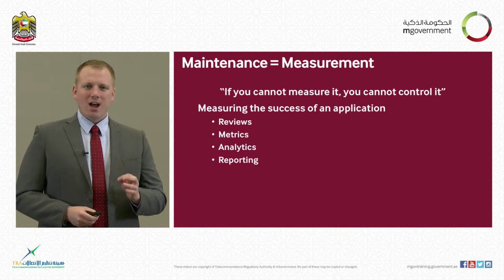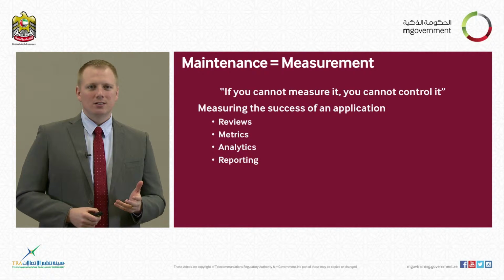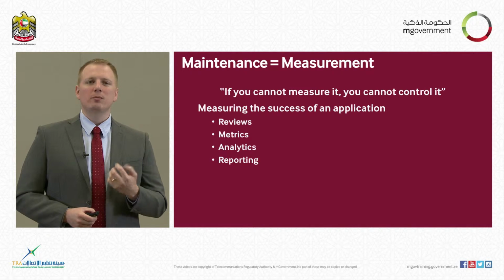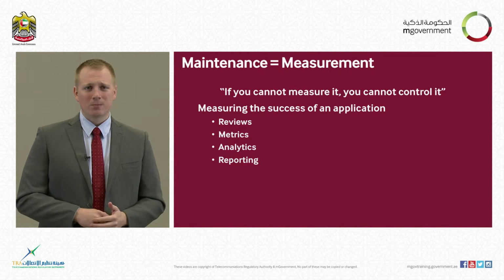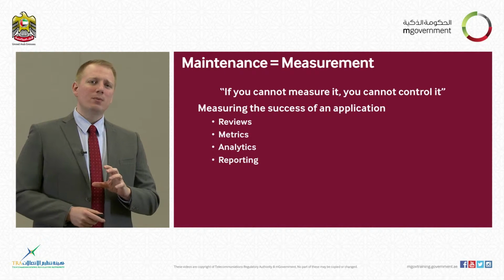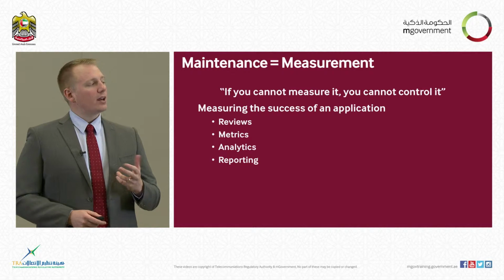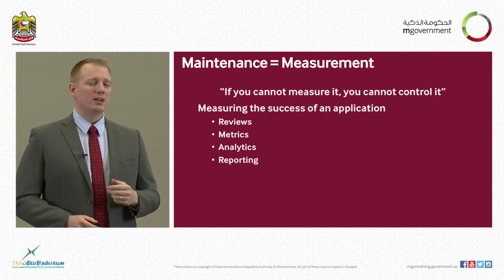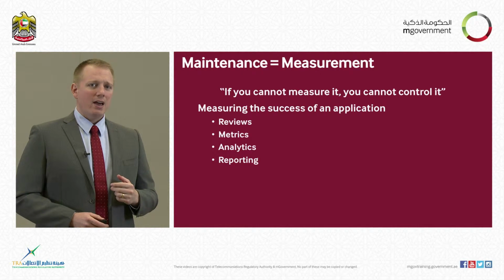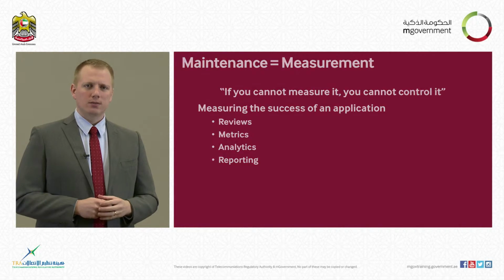If you cannot measure something, you cannot control it. So the only way we can control the improvement of our application and service is to be able to measure it somehow. And there are a few things to keep in mind when we are measuring our applications. We're going to be evaluating a few things. Reviews, metrics, we'll make sure we engage with analytics, and then we're going to make sure we take all of that data and pull it together into a report.